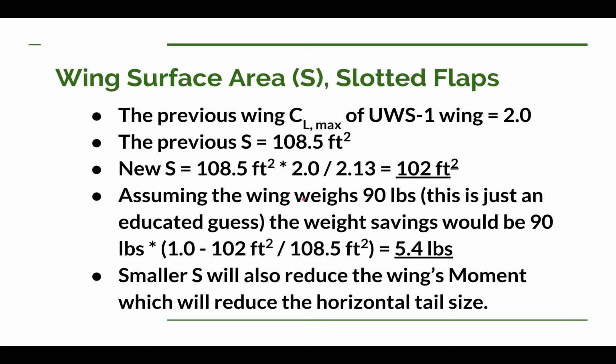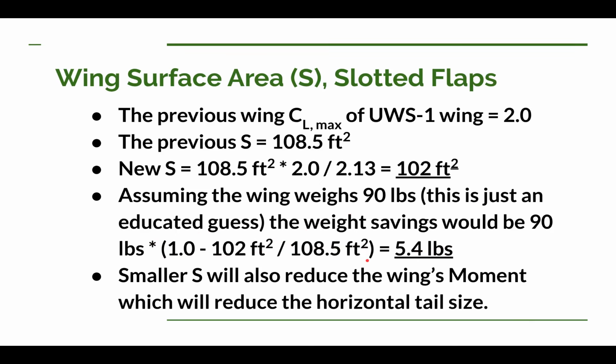What would be our weight savings then if we change the surface area from 108 square feet to 102 square feet? The way we would do that is we'd take our 90 pounds and multiply by 1 minus 102 divided by 108. This basically gives us our percentage. The result of this calculation would be 5.4 pounds that we would save.